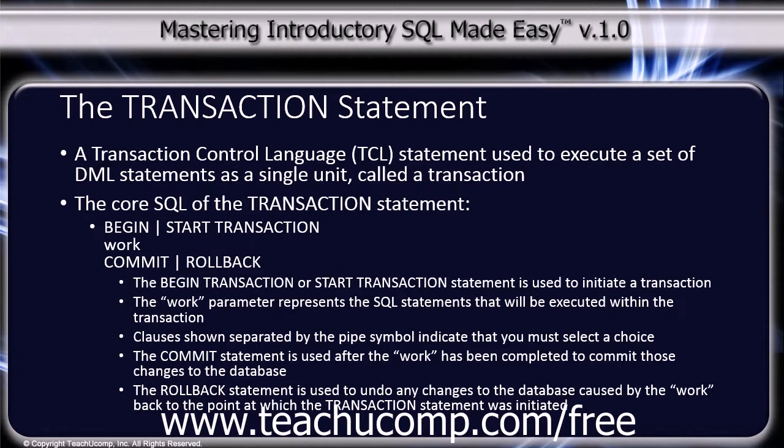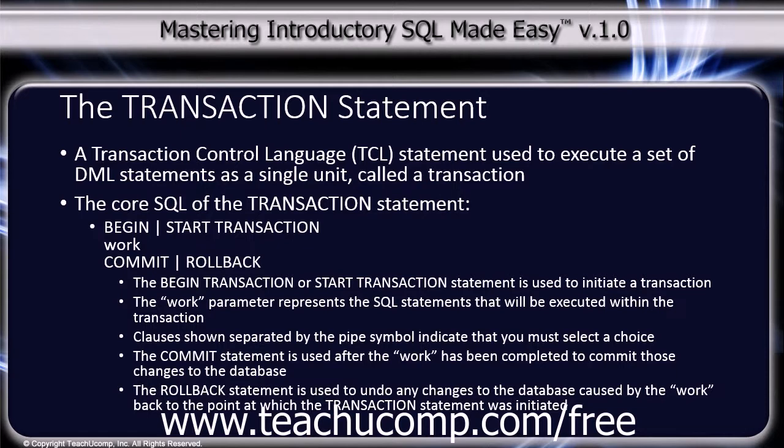Note that the work parameter represents the SQL statements that will be executed within the transaction, and clauses shown separated by the pipe symbol indicate that you must select a choice. So the core SQL of the transaction statement is essentially begin transaction or start transaction. Then the work occurs, which would be the various DML SQL statements that are executed against the tables within the database. Finally, you either issue the commit or roll back statements.